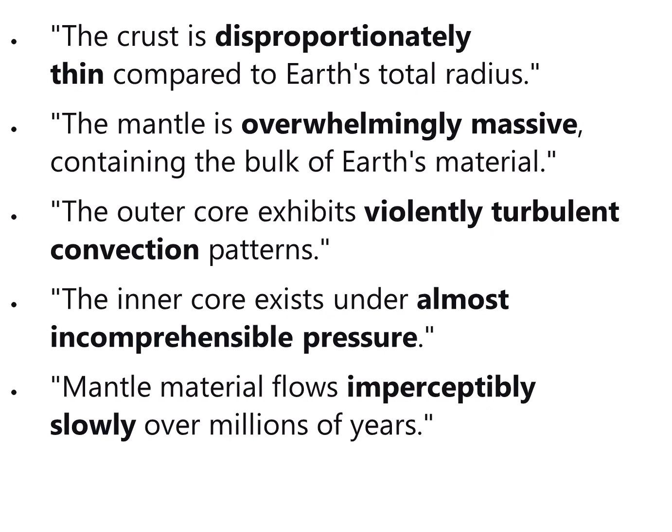Let's make our descriptions pop with some more powerful and precise words. The crust is disproportionately thin compared to Earth's total radius. The mantle is overwhelmingly massive, containing the bulk of Earth's material. The outer core exhibits violently turbulent convection patterns.